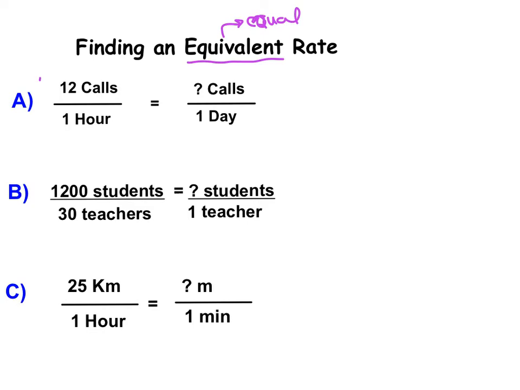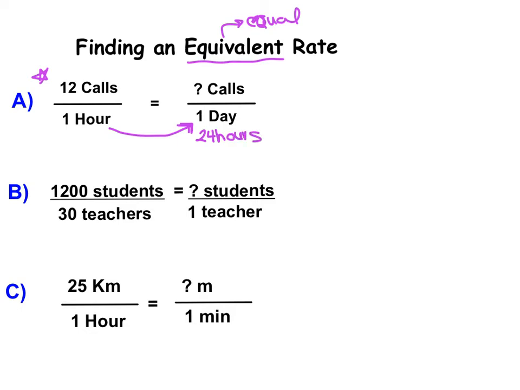So here in this first one, we are taking 12 calls in 1 hour. That's how many calls you're taking at your job, let's say. And we want to figure out, if you're taking about 12 calls per hour and you worked for the entire day straight, didn't take any breaks, how many calls would you take in 1 day? Well, notice here that hours and days are not equivalent, but we can switch between them. What we know is that there are 24 hours in 1 day.